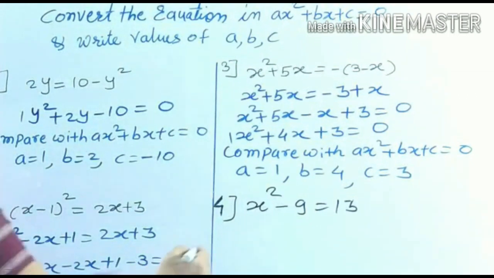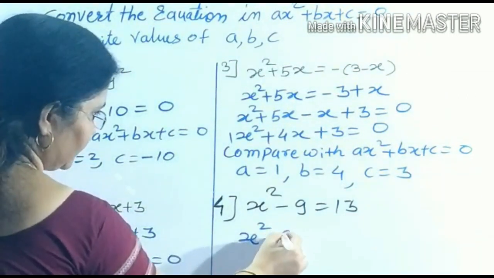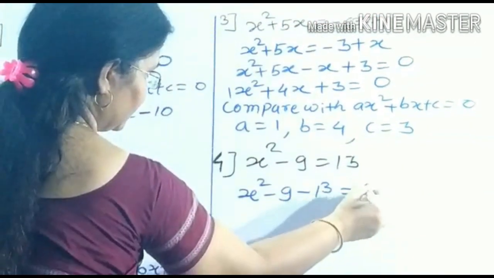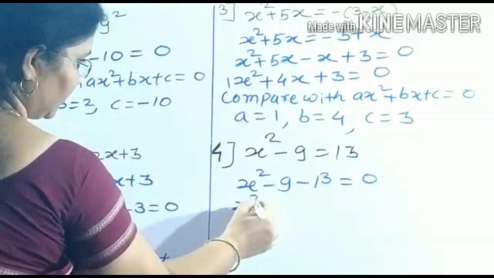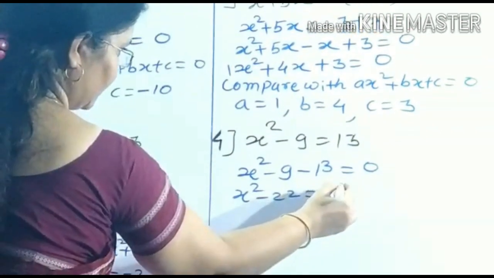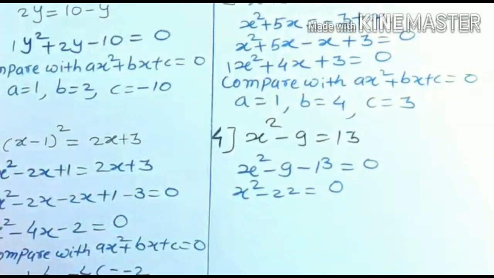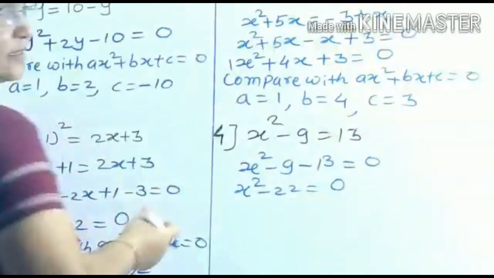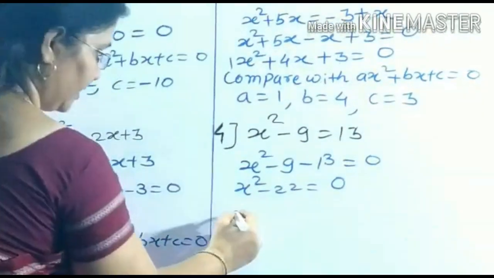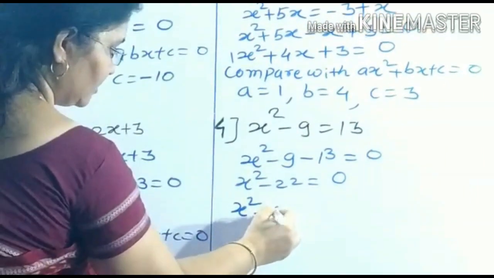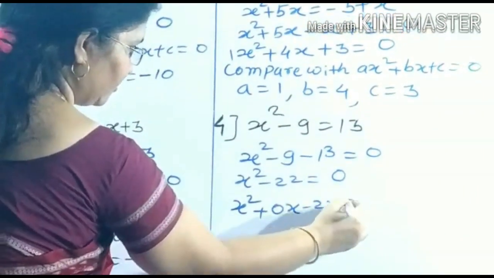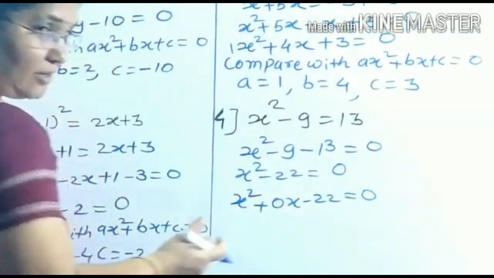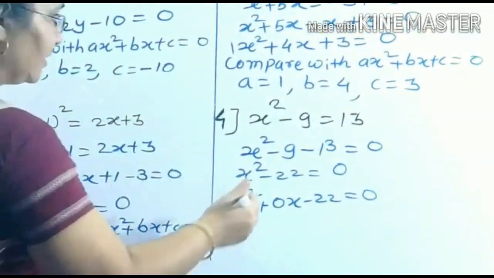Last example here. x square minus 9, the 13 to the left, minus 13 is equal to 0. x square minus 22 is equal to 0. In this example, we find that this middle term bx is absent. So we'll take x square plus 0x minus 22 is equal to 0. This 0x does not make any difference to the original equation.